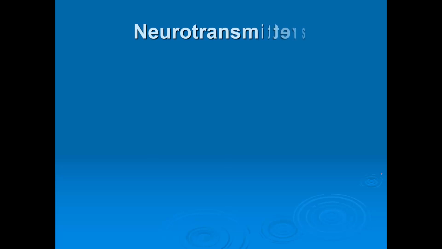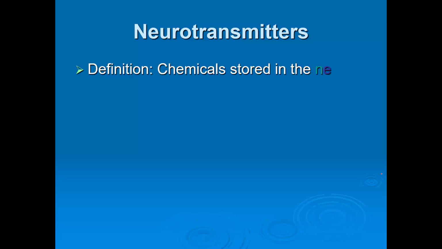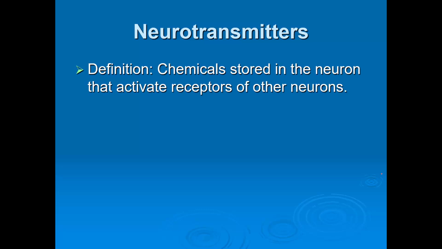Those chemicals are called neurotransmitters. You can think of these as the brain's chemicals. You may hear someone say that they have a chemical imbalance in their brain, and this is kind of what we're referring to. So neurotransmitters are these chemicals that are stored in the neuron, remember specifically the terminal buttons, that activate receptors of other neurons.